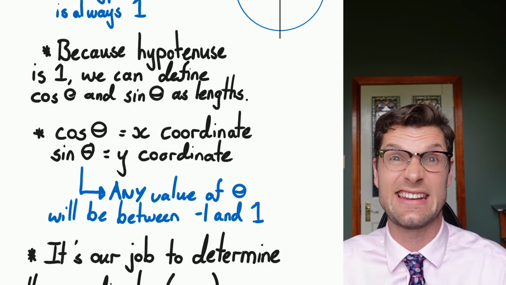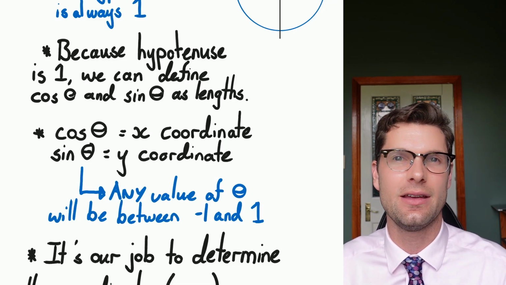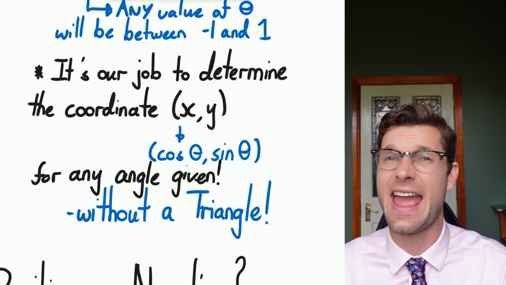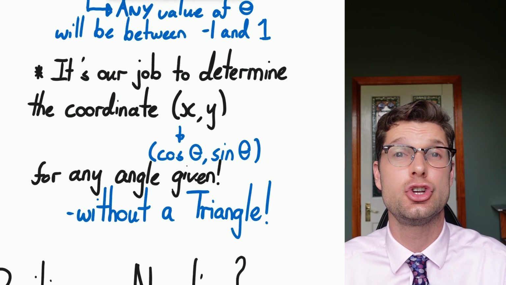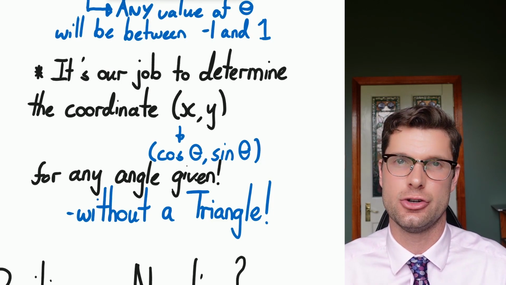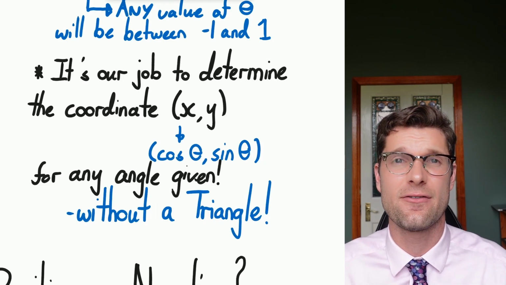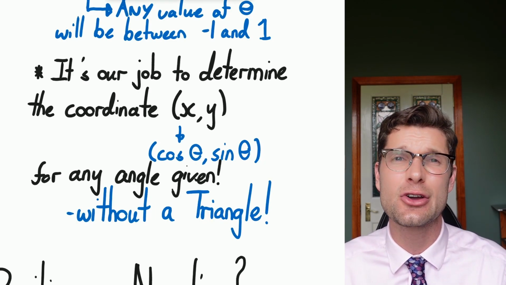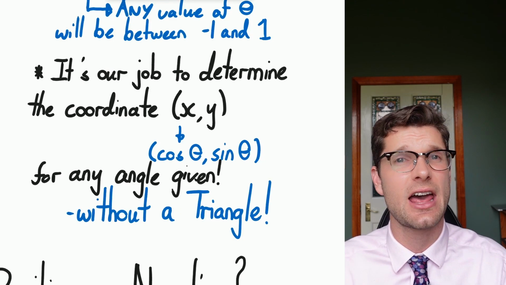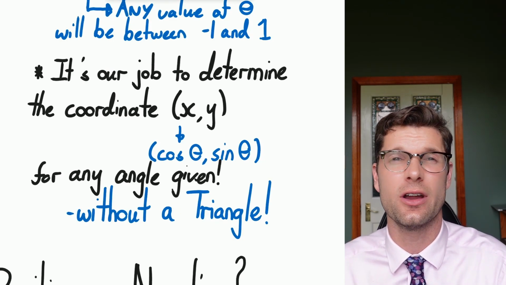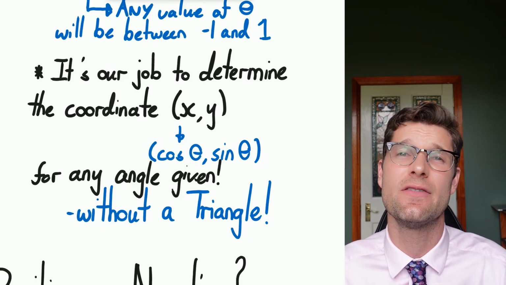We're going to see that we can guess quite accurately what that's going to be in this lesson and the next one. So it's our job to determine what the x and y coordinate are, just using an angle of interest. And we can use this incredibly easily without actually having to use a triangle. As long as we've got this idea of cos theta is equal to the x coordinate and sine theta is equal to the y coordinate, we've already done most of the hard work.